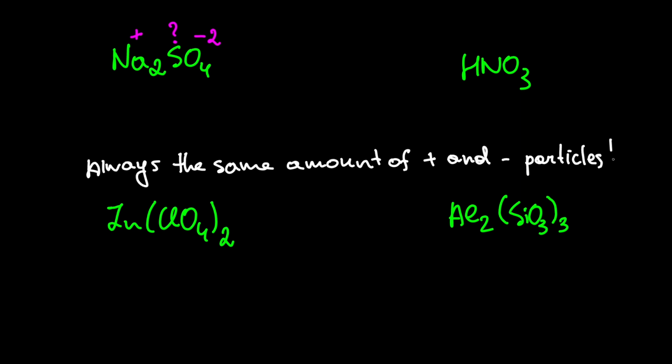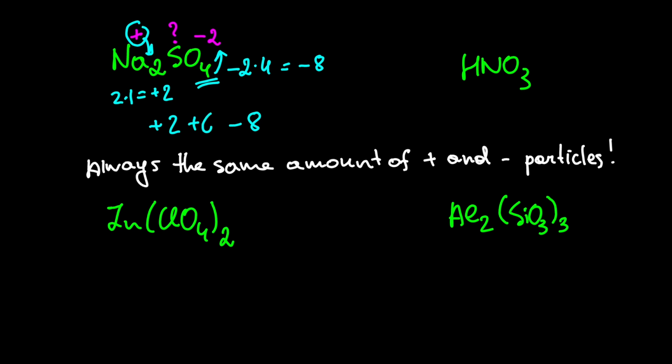We have 4 oxygen atoms, each carrying a -2 charge, so the overall negative charge is -8. Sodium is +1, but because we have 2 of them, overall positive charge becomes +2. So we have 2 pluses and 8 minuses. So sulfur should be +6 to even out positive and negative particles.